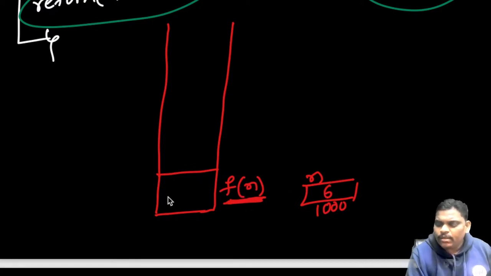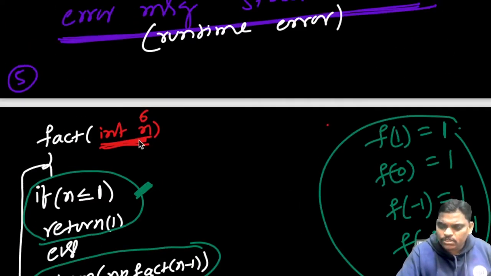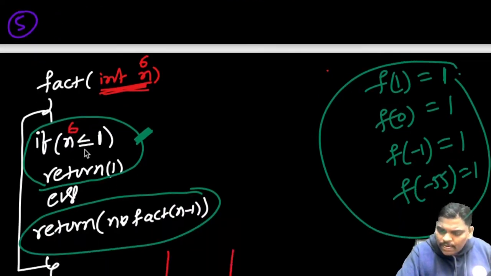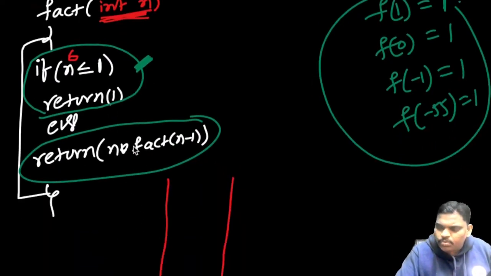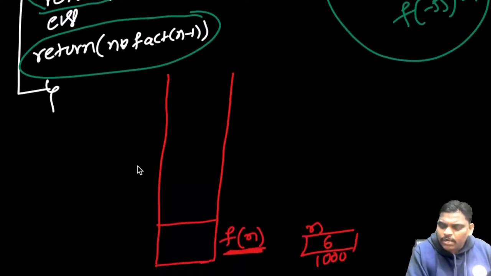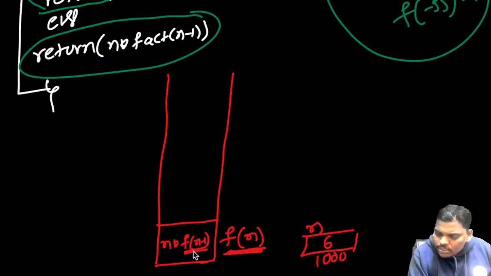Now can you help me? Inside the code, n value is 6. 6 less than or equal to 1, condition fails. Then you will come to the else part. Everyone observe the else part: n into fact of n minus 1. One important thing is it is a function call.